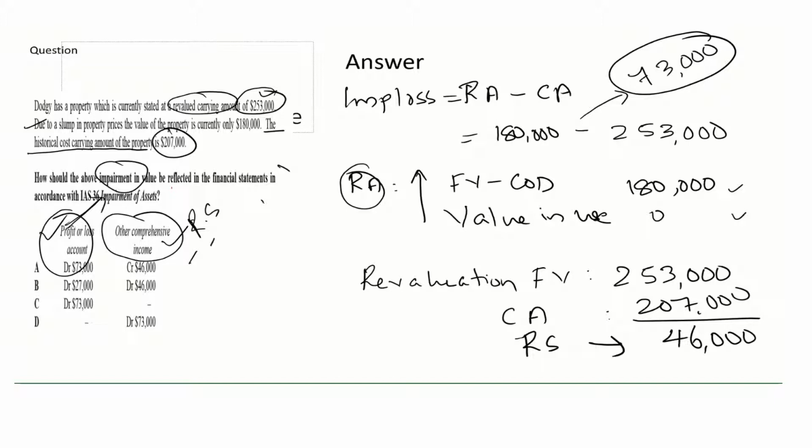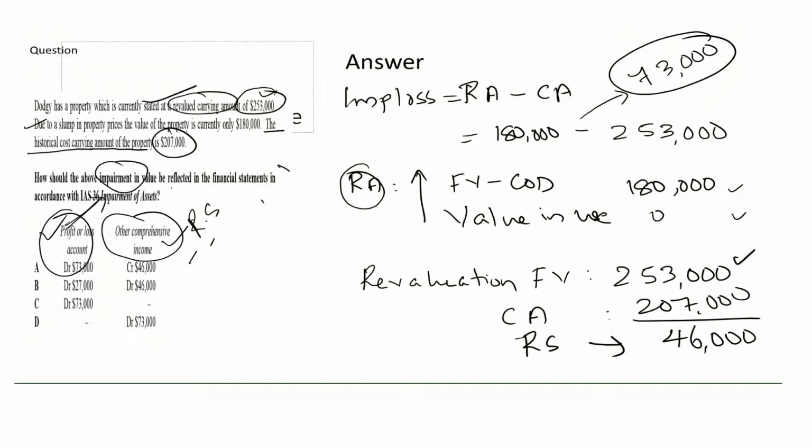I will repeat: the question has stated that .g has a property which is currently stated at a revalued carrying amount of 2,53,000. When they say it is valued at a revalued carrying amount, indirectly they are conveying that this property was revalued. If there is revaluation, there will be a revaluation surplus. What is the revalued amount? 2,53,000. What was the value before it? The question states that the historical purchase cost carrying amount of the property is 2,07,000. So the revaluation surplus is 46,000.